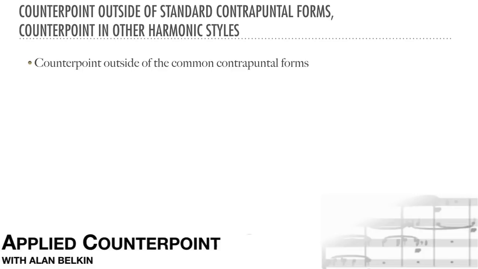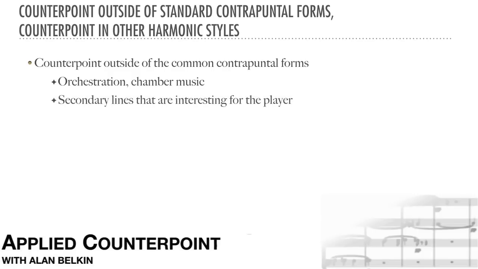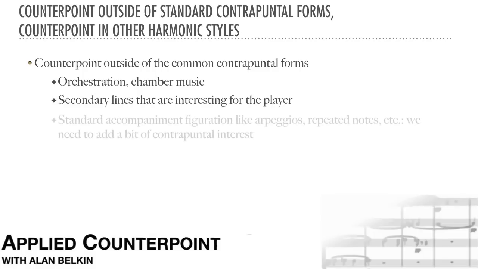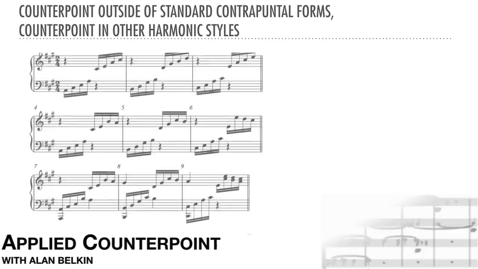Once the student has mastered fugue, there are many situations calling for contrapuntal skill even outside of the standard contrapuntal forms. The single most important application of counterpoint lies in orchestration and in chamber music. Often music requires secondary lines that are interesting for the player, but not so much as to distract from the main lines. In these cases, composers often resort to certain standard kinds of accompaniment figuration, like arpeggios, repeated notes, and so on. But if these accompanying parts are not to turn into monotonous formulas, it's best to add a bit of contrapuntal interest. Here's an example.